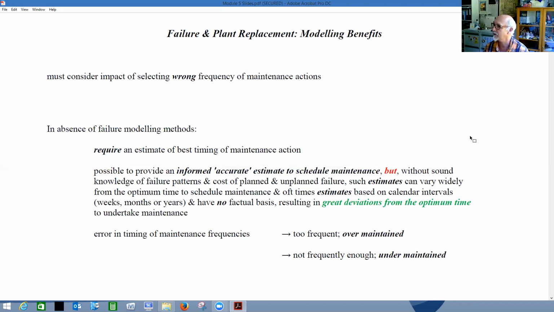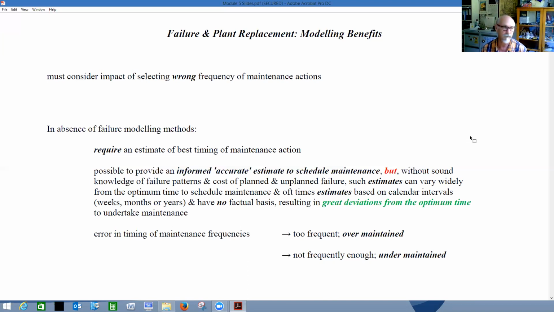But without sound knowledge of the failure patterns, your cost of planning, unplanned failure, such estimates can vary widely from the optimum time to schedule maintenance, and oftentimes estimates are based on calendar intervals: weeks, months, or years. In other words, we're going to change that over every 6 months. Yeah, look, you can do that, but they really have no factual basis. It's basically an arbitrary time setting. So it results in great deviations from the optimum times to undertake maintenance. You may have to do it every 3 months, not 6 months.